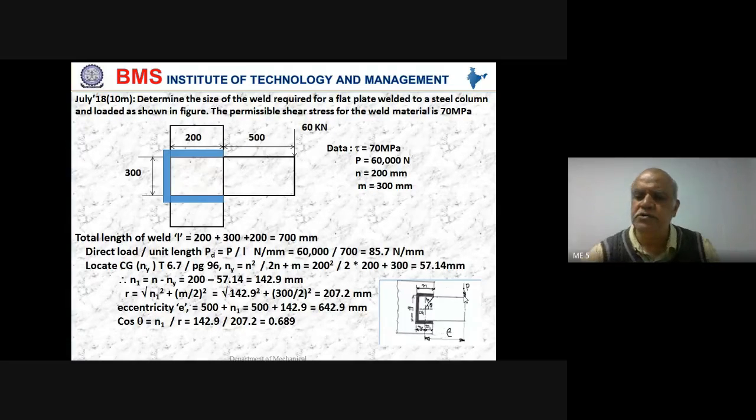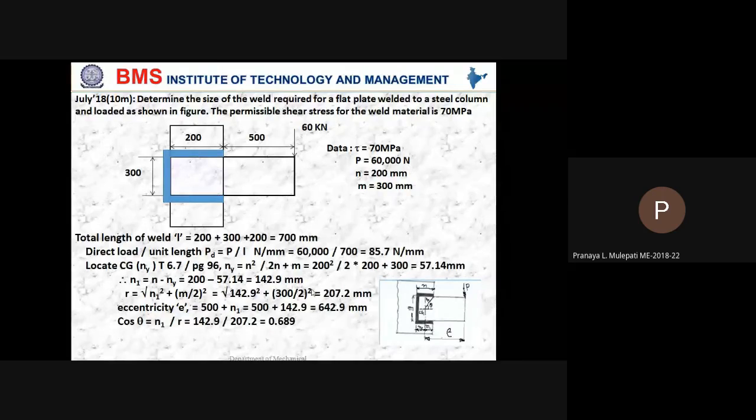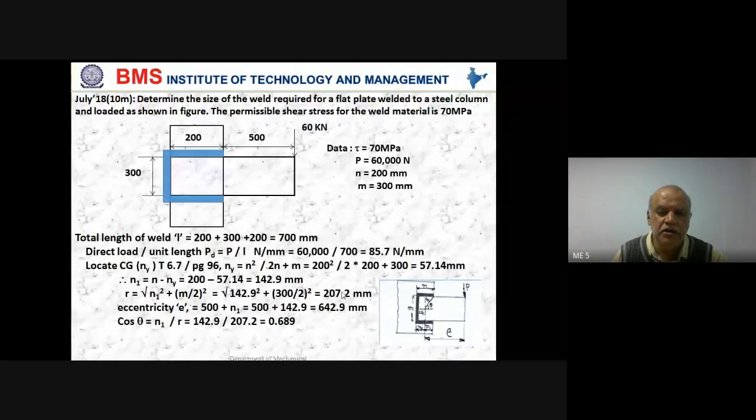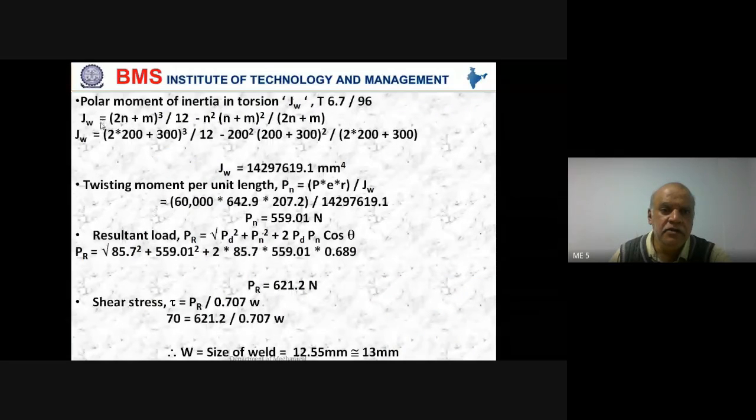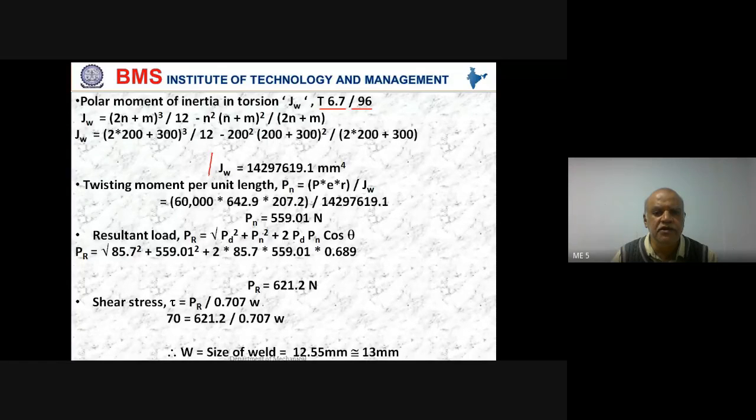Are you getting these values? Any variation? Mule Patti, any variation? No, sir. Okay, shall we go to the next page? So next is to find out polar moment of inertia in torsion JW. Use the appropriate equation from table 6.7 in page number 96 of your data handbook. Substitute properly and get the value of JW. If there's any variation, please let me know.